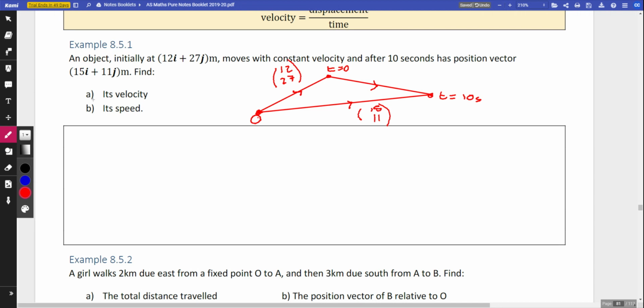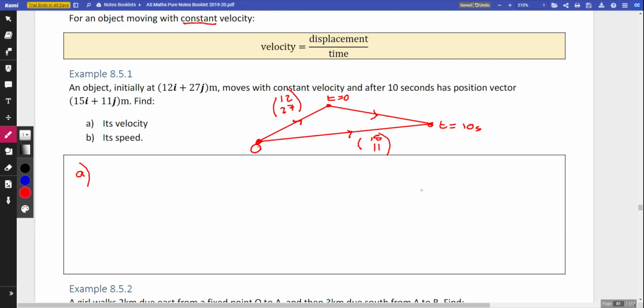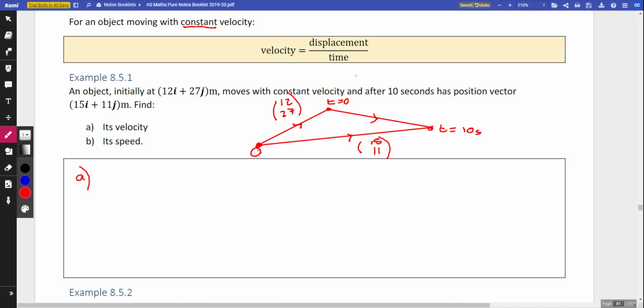So we are asked to find its velocity. So in order to do that, I want to use the formula at the top of the screen. So I want to use displacement over time. I need to work out what my displacement is, and using the methods that we've already seen, if I am starting here at point A and I'm finishing at point B, my displacement is the vector A to B.